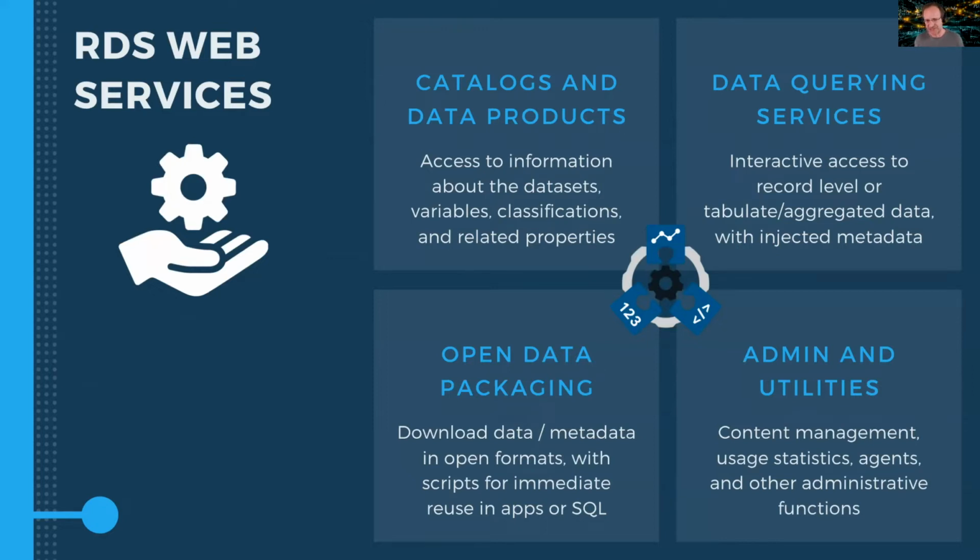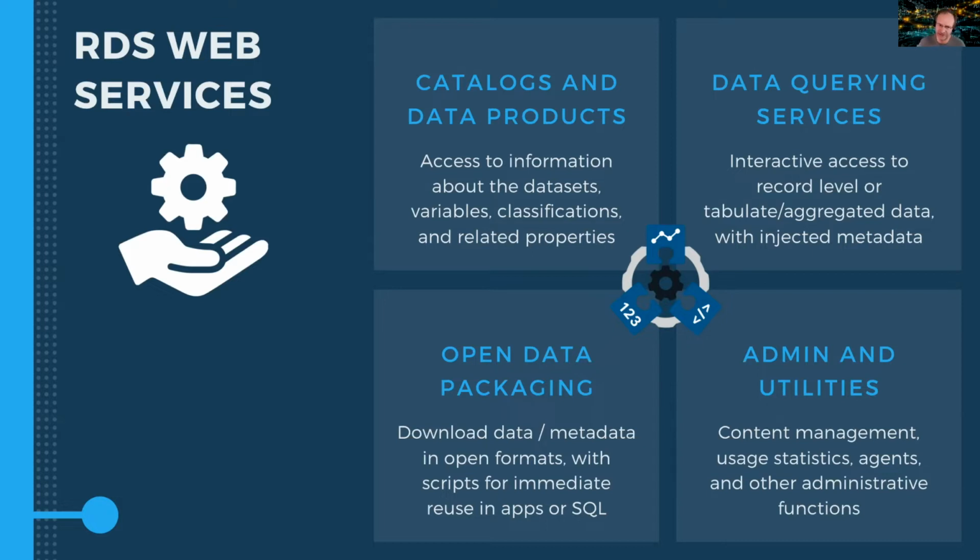The data services are more for querying, and there are really two levels of services. One is the record level service, where you can go and query and see the different records, and then filter the data, subset the data, and do various operations. We also have a tabulation service that allows you to create aggregated tables. So whenever you want to aggregate data to a higher level, you can call the tabulation service and do various cross tabulations. There are also open data packaging services.